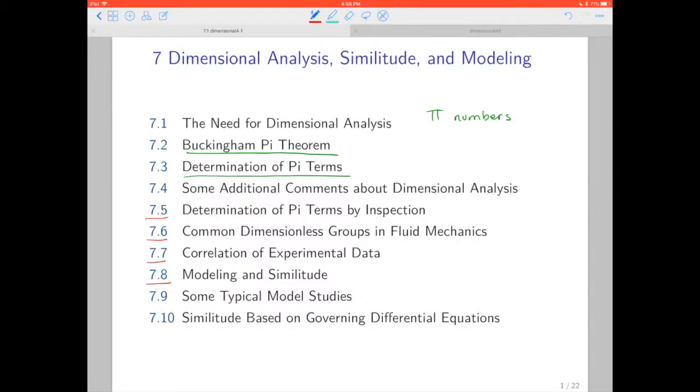In this video, we are going to cover the remaining section from dimensional analysis. So we are going to look into a different way of determining the pi terms, which is called by inspection. We are going to have a look at some of the most common dimensionless numbers in fluid mechanics, and also the correlation of experimental data and modeling and similitude. So that will be 7.8.